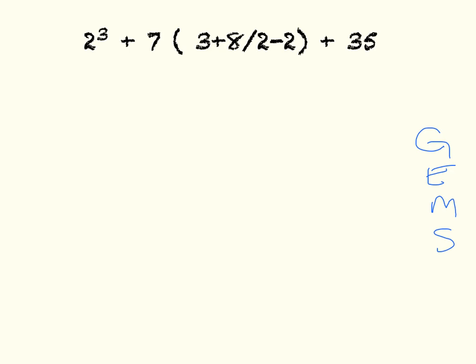G-E-M-S, we're doing the grouping first, but now we have to look, are there any exponents inside our problem? And the answer is no. So we can check off the exponents. Next we'll look for the multiplication or division. Inside the parentheses, we can see right here we have a division. 8 divided by 2. So we will do that first.